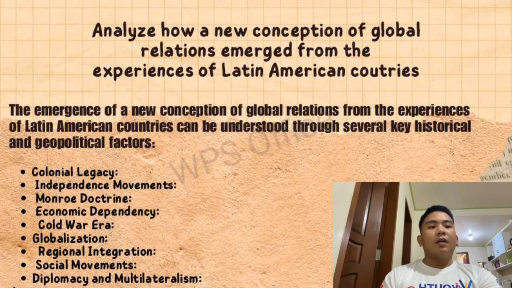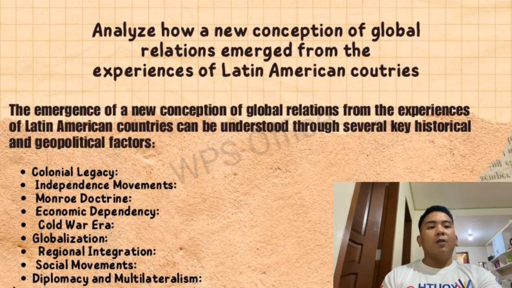Colonial legacy. Latin American history of colonization by European powers, primarily Spain and Portugal, laid the foundation for initial global relations. The legacy of exploitation and resource extraction during colonial times shaped an early perception of global relations as exploitative and unequal.